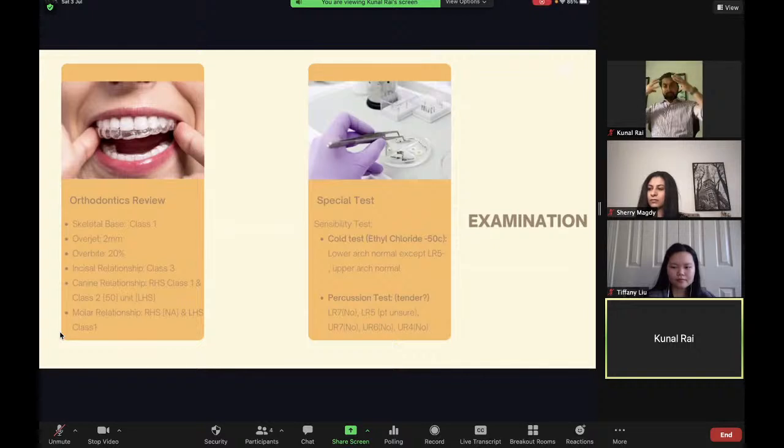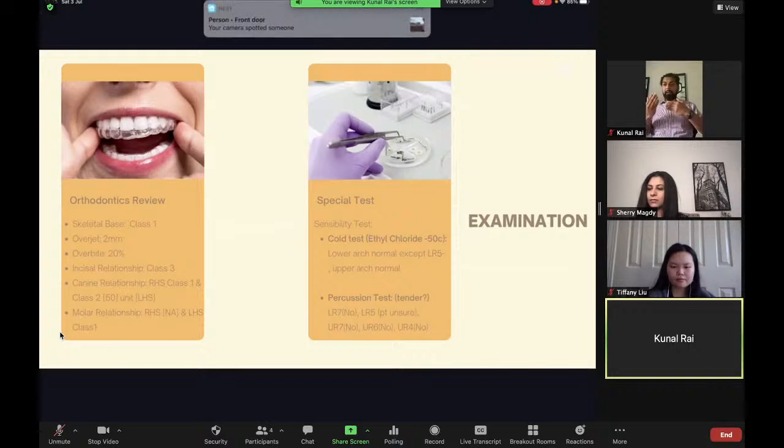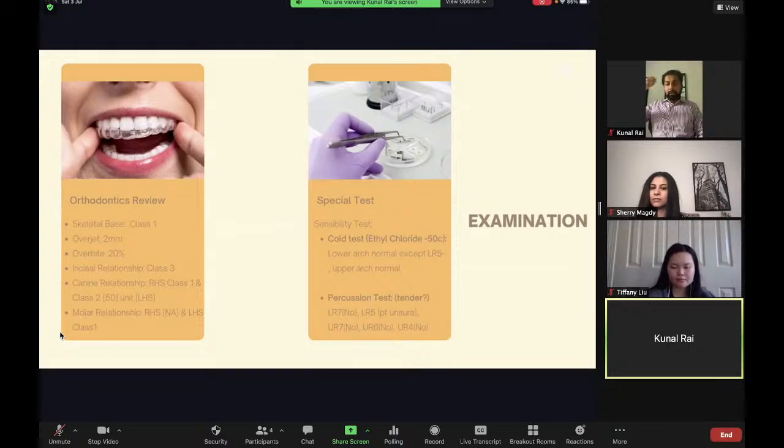We looked at the skeletal base. Is it a class 1, class 2, or a class 3? How do we define it? Basically, you can take a picture and draw a line from the forehead all the way down. Do the chin and the forehead come in one line? If it is one line, that's a class 1. If it's behind, it's a class 2. In my case, it's a class 2. But in all these cases, it was a class 1.